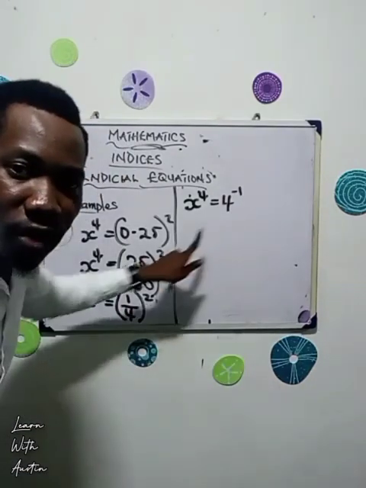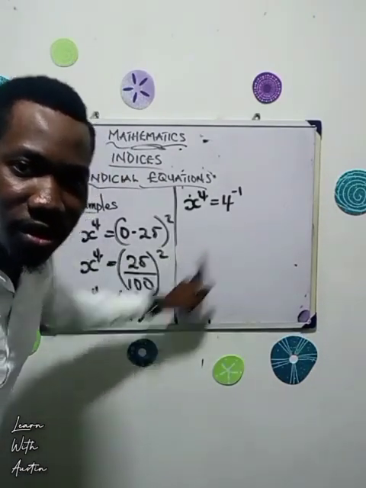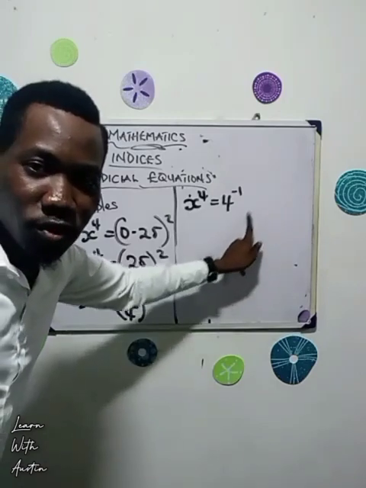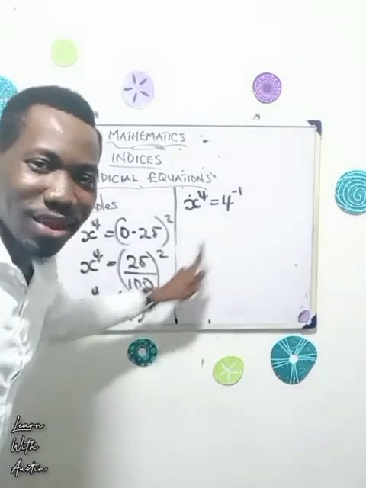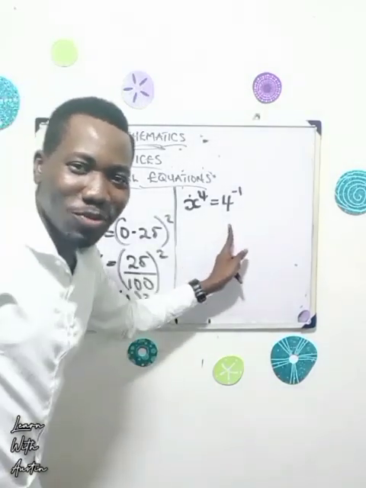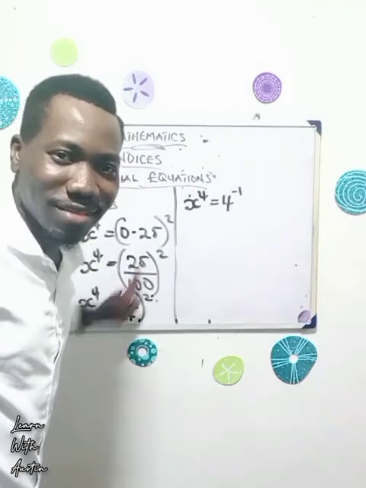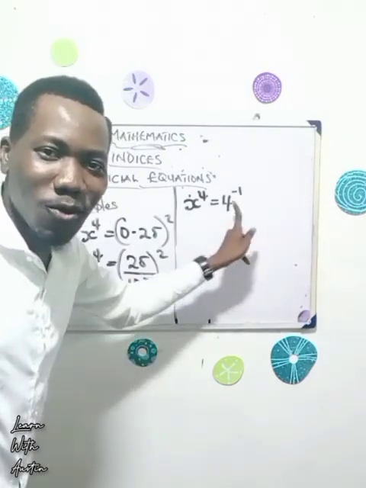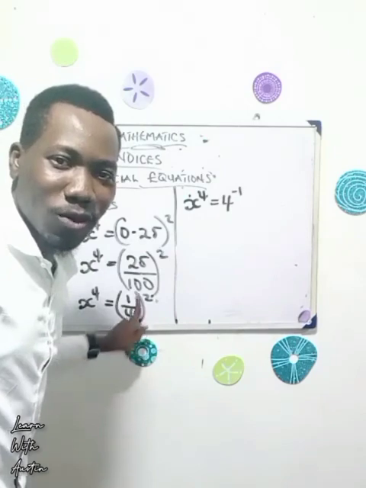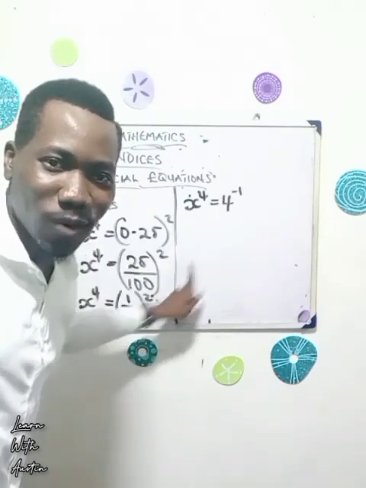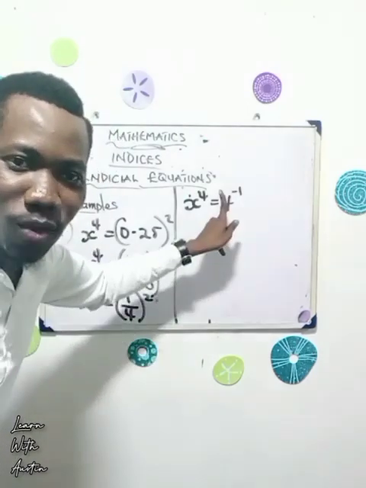Now the 1 over 4 has been written as this, right? So 1 over 4 is expressed as 4 raised to the power of minus 1. For those of you that are saying it's very simple, it's because you've understood. Allow others to understand. So x raised to the power of 4 equals 1 over 4 written as 4 raised to the power of minus 1. Now squared. Don't forget your square.